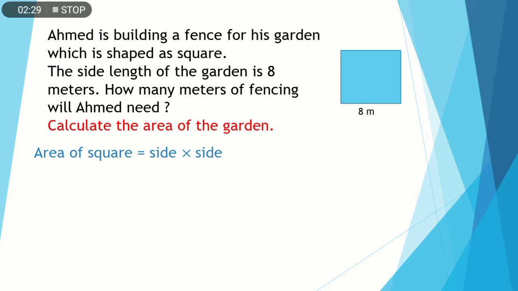Now area of a square is side times side. The side here equal 8. It will be 8 times 8 equal 64 square meters. The next one.